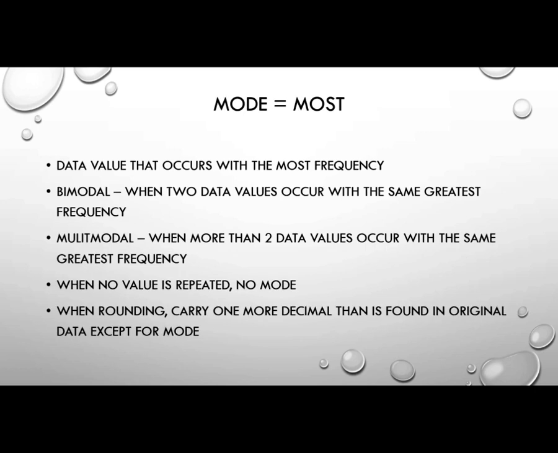Okay, and then the mode, the value that occurs with the most frequency. A bimodal distribution is when 2 data values occur with the same greatest frequency. Or multimodal, when you have more than 2 values that occur with the same greatest frequency. When no value is repeated, you have no mode. And when rounding, carry 1 decimal more than is found in the original data set, except for mode. Not important. Rounding rules, I'm not going to be as particular as the book is.